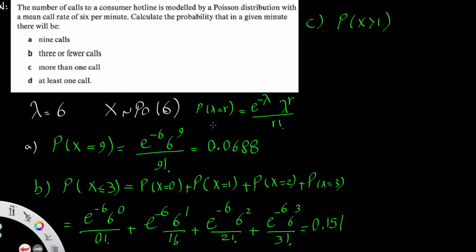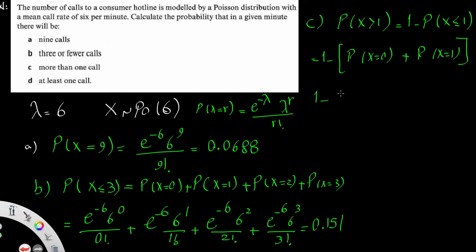So as you know, in Poisson distribution, r can take values from 0 up to infinity. You cannot count all the numbers greater than 1, but what we can do is write 1 minus probability of, we actually calculate the left hand side, less or equal to 1. So it will be 1 minus probability of x is equal to 0, or probability of x is equal to 1.